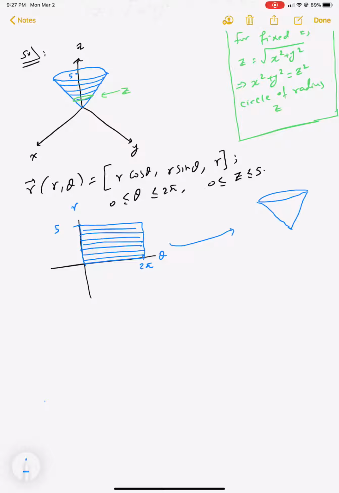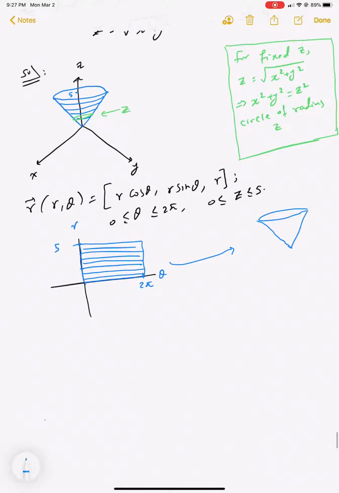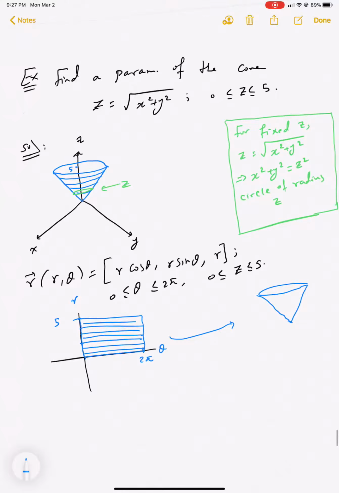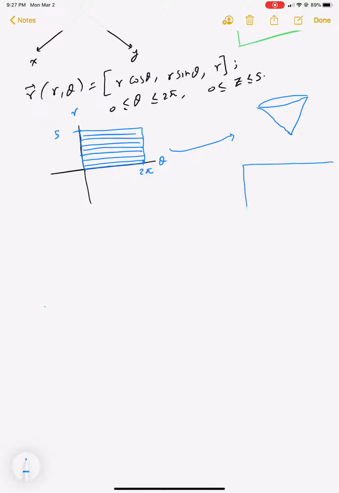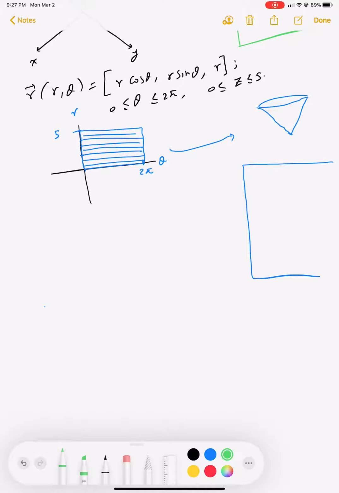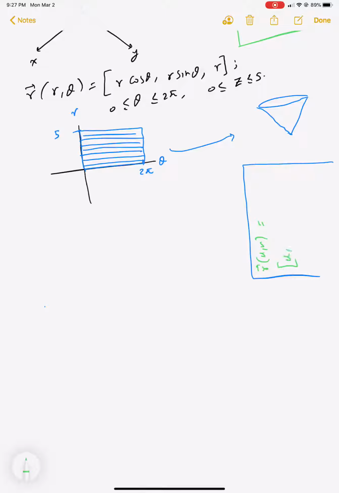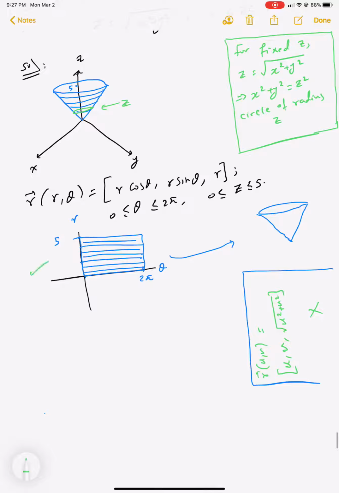Now, what is the best parameterization? When we discussed curve parameterizations, we mentioned that any curve has infinitely many parameterizations. This is still true for surfaces. So any surface has infinitely many parameterizations. For example, another parameterization of this surface would be r of u, v equals: I can choose x as u, y as v, and then z as the square root of u squared plus v squared. This is another parameterization. For us, this is not the best parameterization. In fact, the previous one is the best parameterization.